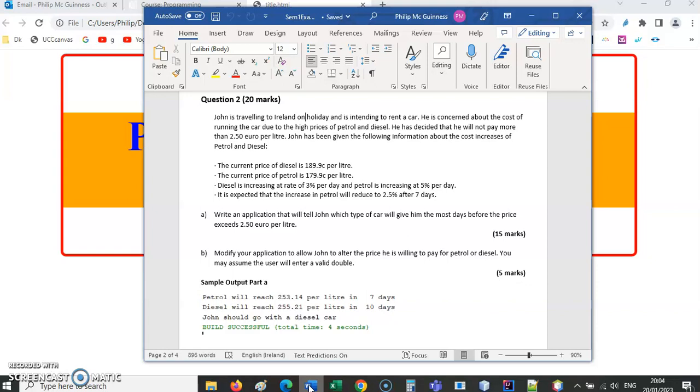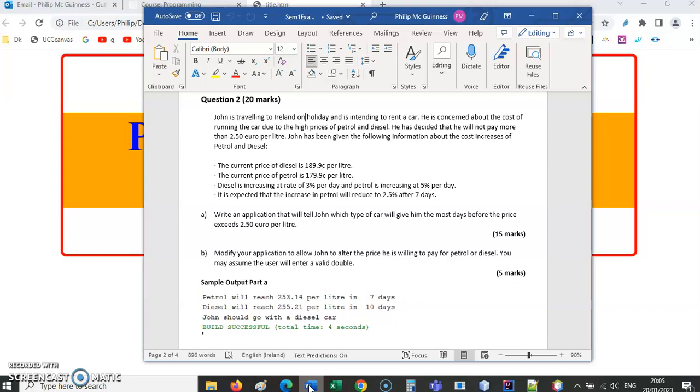You have to use a while loop here, okay? Because we don't know how many times we are going to loop around. So basically, after day one, the current price of diesel is 189.9. We add 3% onto that, which is probably about 5 cents or so, roughly. So 195 cents per litre on day two, and so on.